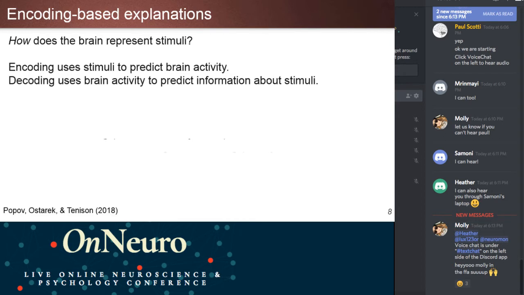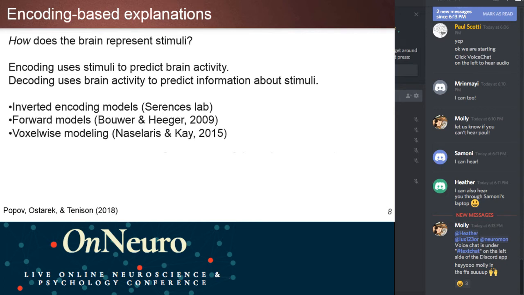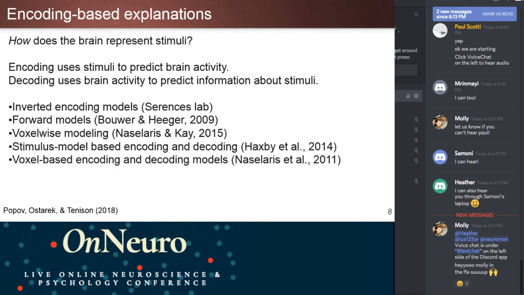And a recent article from Popov and colleagues gave a nice overview of what encoding means. If you look through the literature and try to look at different articles that have used encoding models, it can be somewhat difficult to navigate. So if you see inverted encoding models, forward models, voxel-wise modeling, stimulus-based encoding and decoding, voxel-based encoding and decoding models, these all represent the same underlying technique. There are some differences. So inverted encoding models, they always invert a matrix, and so it's the computation involved that lends to the name. But generally speaking, these are all the same. They're all using encoding models, so I'm just going to be using the term encoding models.